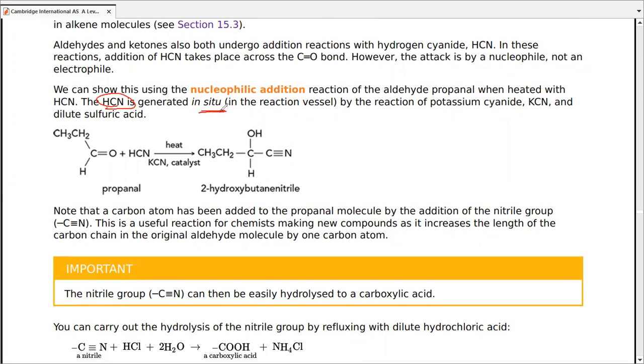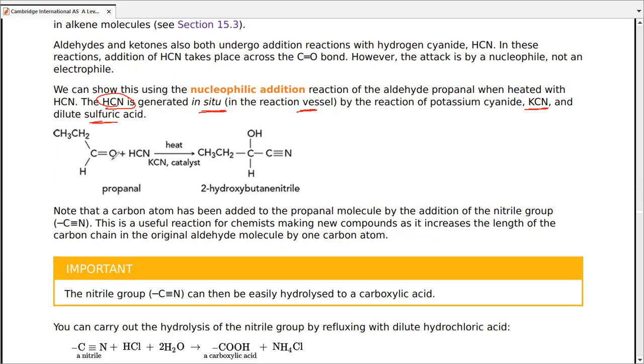Remember, HCN is something that we never use directly. We always generate it in situ. We produce it in the reaction vessel. How? We use KCN and dilute sulfuric acid. We have been doing it every single time in the previous examples. We used HCN before with alkenes for electrophilic addition, so we have discussed it previously as well. We did the same in situ production.